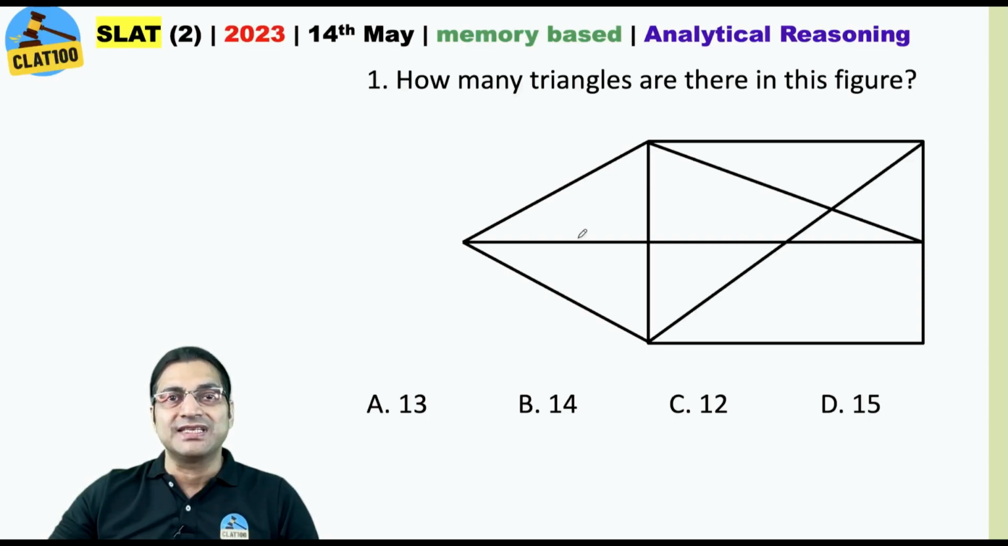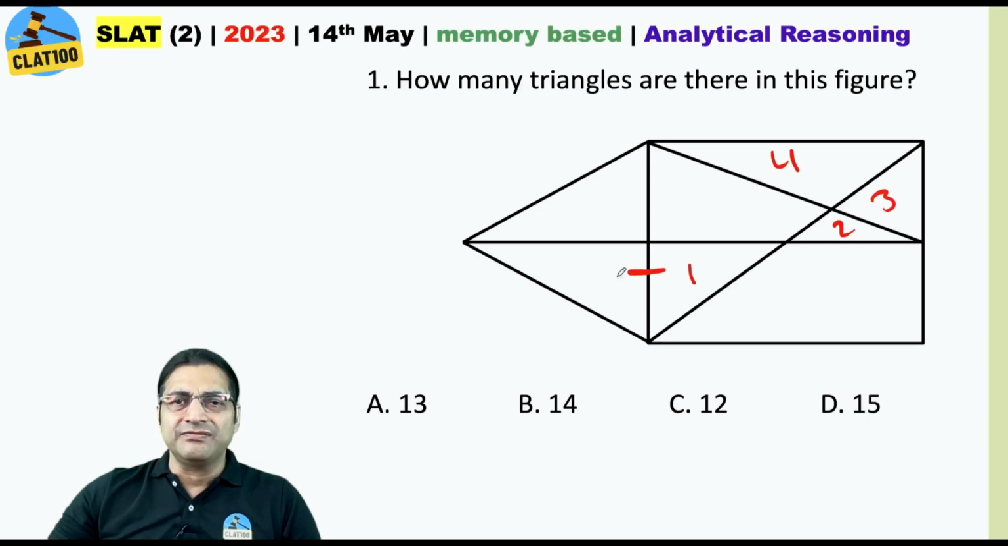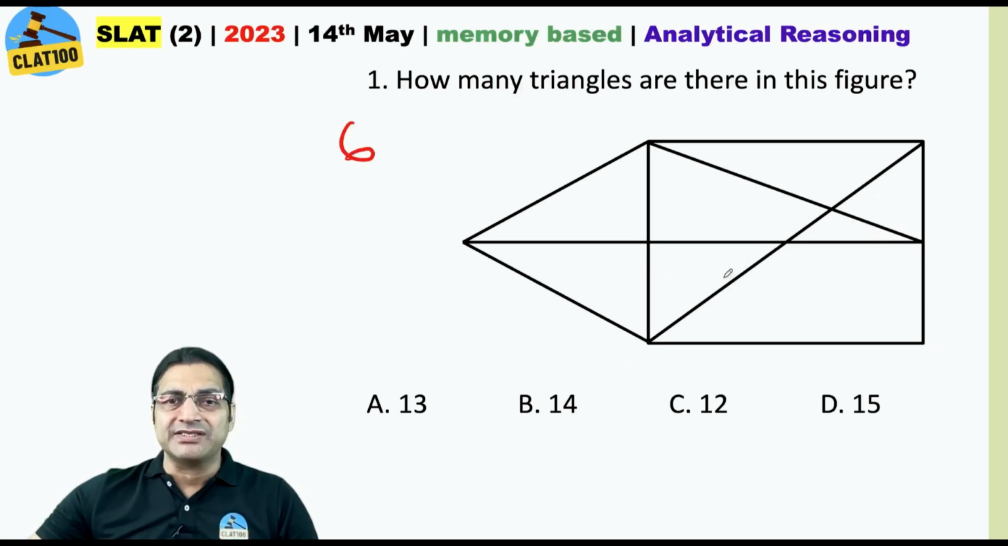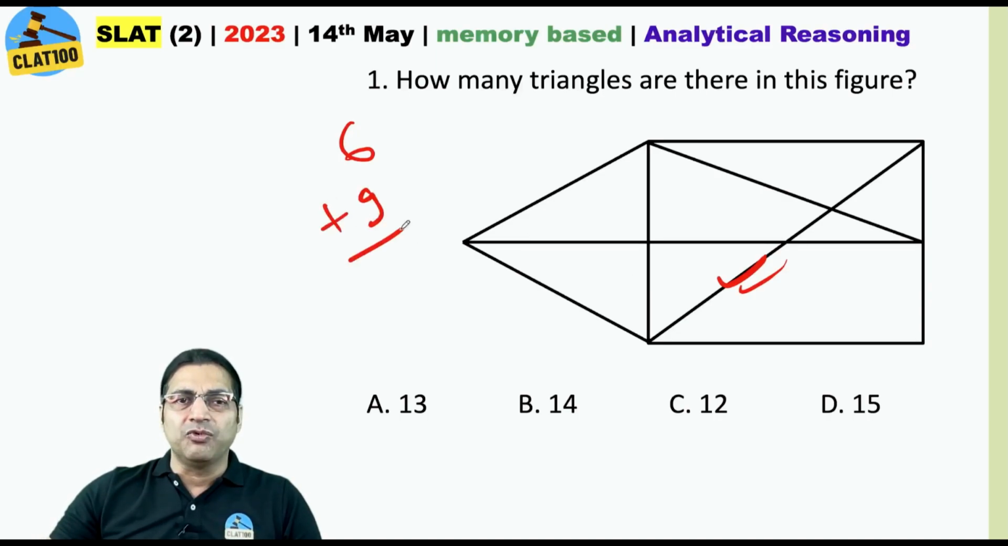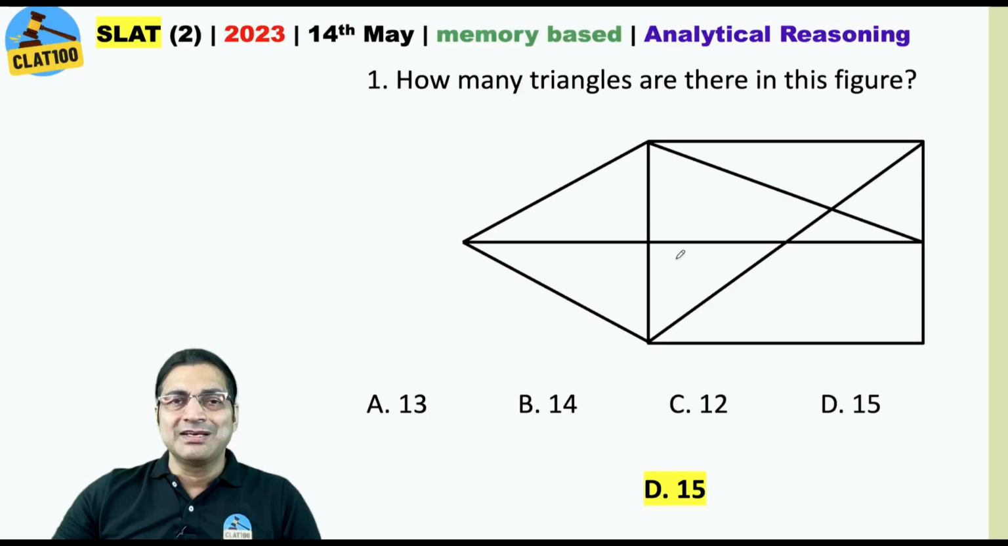Alright. Now because of this new line, how many triangles are getting created? Count. 1, 2, 3, 4. Alright. These two together, 5. These two together, 6. 2 and 3 together, 7. And if this is A, B, C and D, triangle ABD and BCD. So 7 plus 2, 9. Alright. So originally we had 6, and because of this line we got 9 more. So 6 plus 9, the answer is 15.